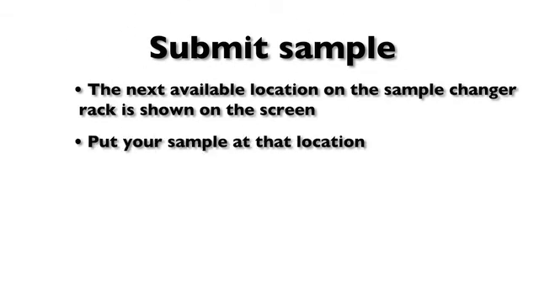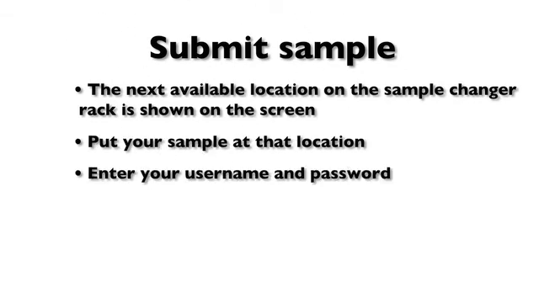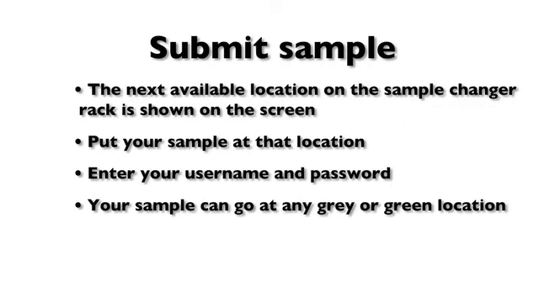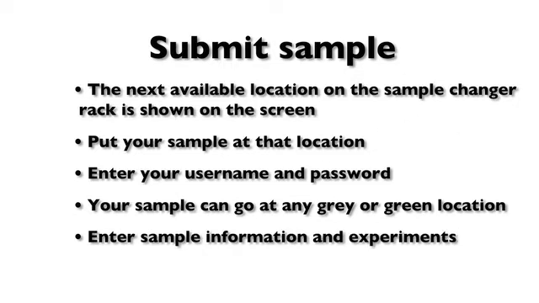You can now put your sample on the sample changer rack. The large number on the computer screen is the next available location. Put your sample at that location. Enter your username and password to log in. On the screen, the green and gray locations are available to be used, but do not put your sample underneath the robot fingers. Next, enter the sample identification and experiments to be run and submit your sample.